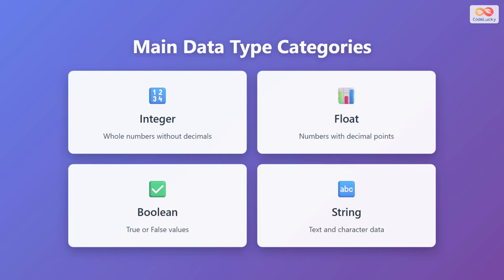NumPy organizes data types into four main categories. First, we have integer types for whole numbers without decimals, like 1, 2, or -5. Second, float types are used for numbers with decimal points, such as 3.14 or -2.5. Third, Boolean types represent true or false values, which are essential for logical operations. Finally, string types handle text and character data, allowing you to store and manipulate textual information in your arrays.